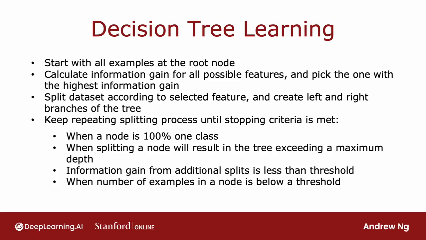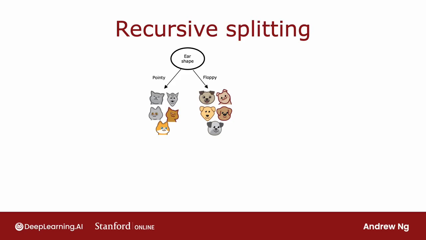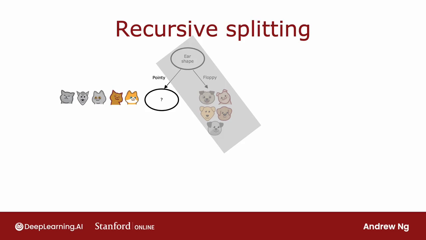Let's look at an illustration of how this process will work. We start with all of the examples at the root node, and based on computing information gain for all three features, decide that ear shape is the best feature to split on. Based on that, we create left and right sub-branches and send the subsets of the data with pointy versus floppy ears to the left and right sub-branches. So let me cover up the root node and the right sub-branch and just focus on the left sub-branch, where we have these 5 examples.